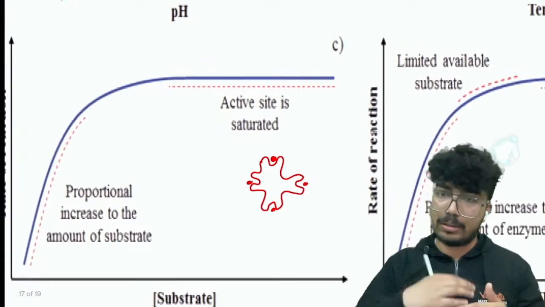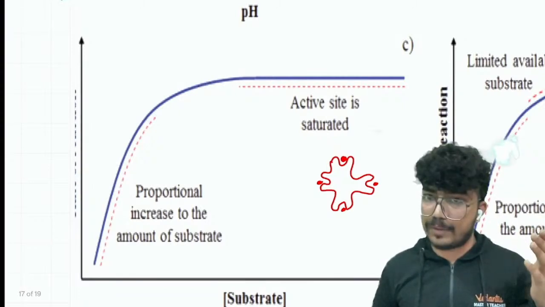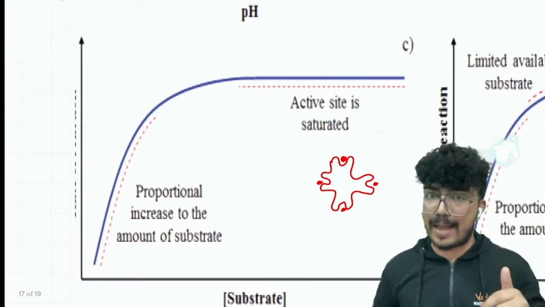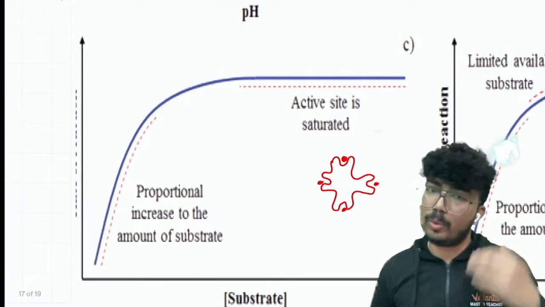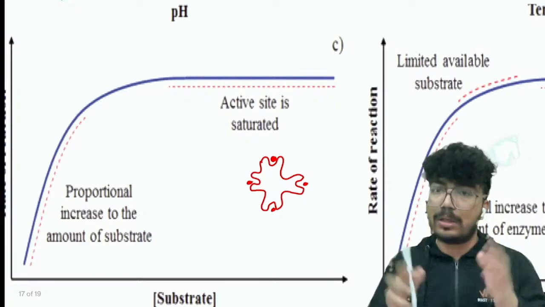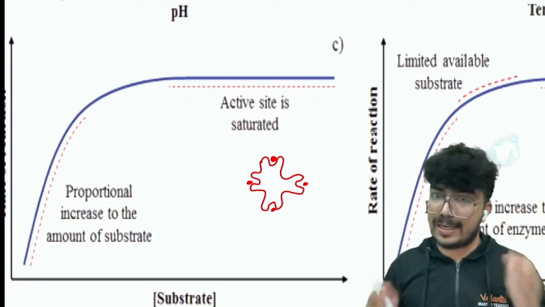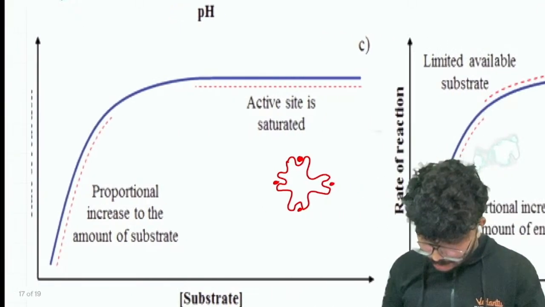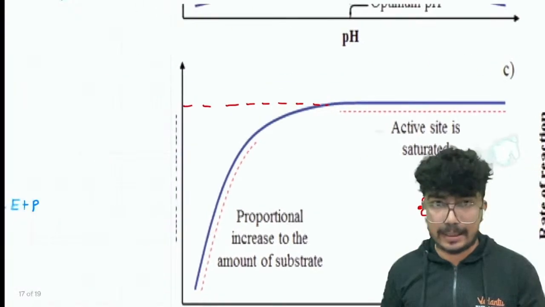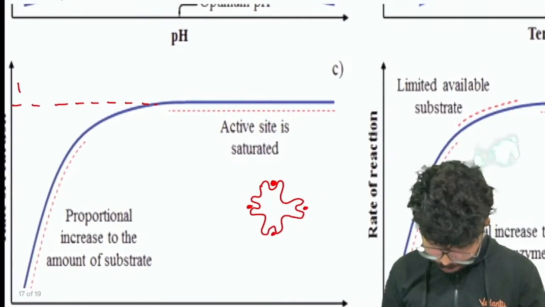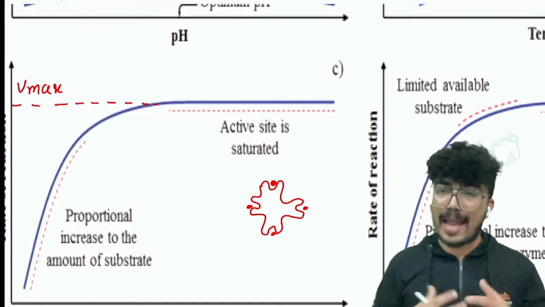So initially, there is a direct relationship between the increase in the substrate concentration and the rate of the reaction. But once the enzyme gets saturated, when the active sites get saturated, the slope becomes parallel to the x-axis. So the rate of the reaction at which the enzyme is all saturated is the Vmax. Okay, so beyond Vmax, the rate of the reaction will not increase. So here you have your Vmax. Now we have one more term, that is Km.